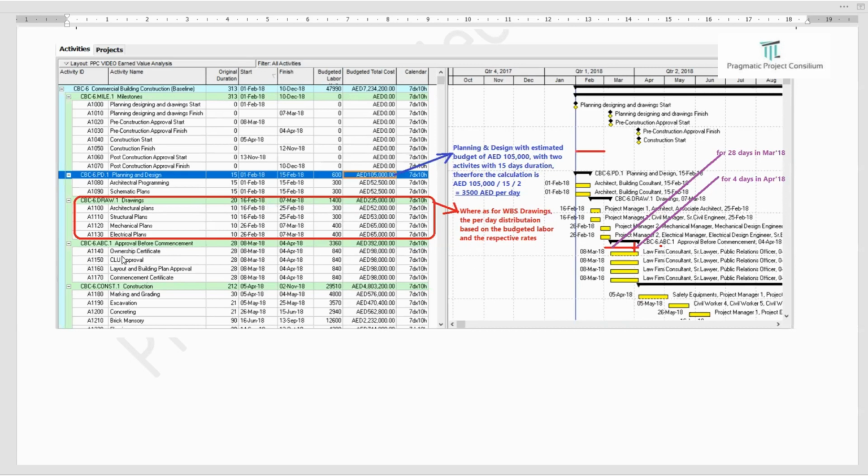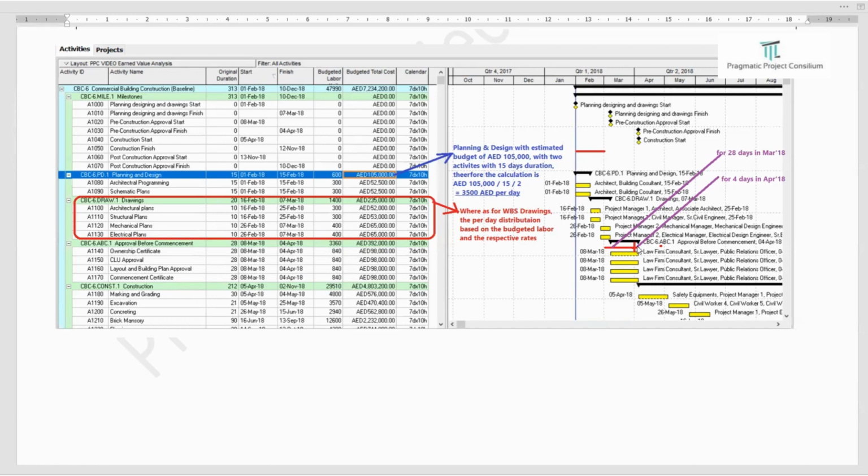If you come to the next one, approval before commitment, with the amount of AED 392K. The total duration is 28 days for all the activities linearly. Similarly, the labor unit is also the same, 840. And therefore, this 392 divided by the 4 activities, each individual activity may have a budget value of 98K AED.